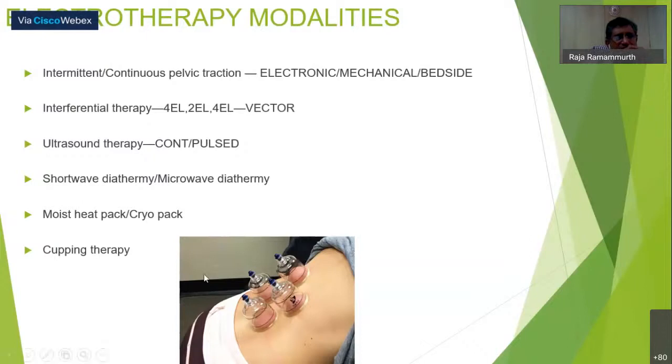Then a recent trend for treating back pain patients is cupping therapy. You can see the cupping therapy, where the cups are fixed and a vacuum is induced, which gives a continuous pull over the muscle, which in turn increases the blood flow to the region and relaxes the muscle. Through that, the patient is getting pain relief.